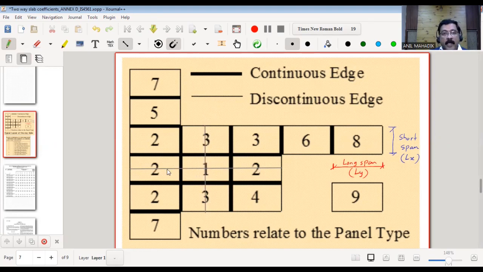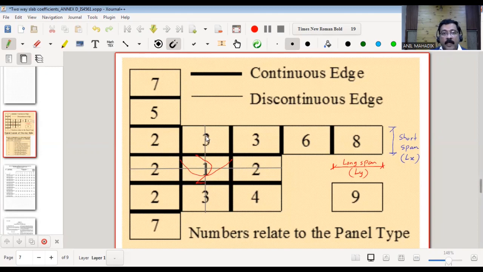Here, as there is continuity, there will be negative moment here. And again, sagging moment, positive moment, and again negative moment. Why is it negative? Because there is a slab here. Now in the shorter direction also, there will be negative moment, and again this and this. We have seen that in our last video. So this is nothing but all edges fixed, or all edges continuous.